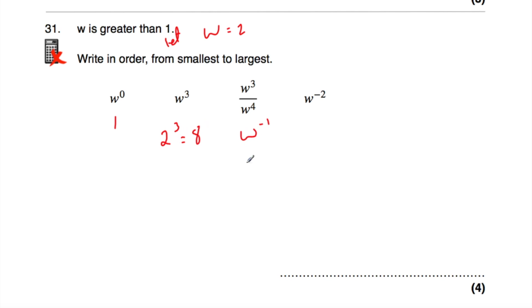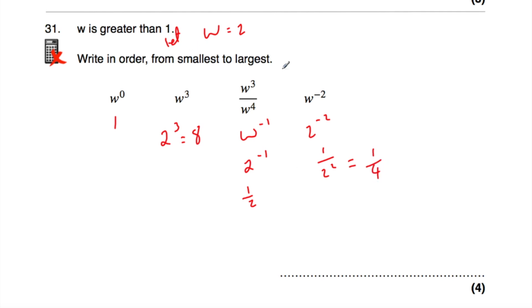2 to the power of negative 1 means the reciprocal, so it'd be the reciprocal of 2, which is a half, or you could do 1 over the positive power, so 1 over 2 to the power of 1, which is a half as well. And here we're going to have 2 to the power of negative 2, which would be 1 over 2 squared, and 2 squared is 4, so 1 over 4, a quarter.